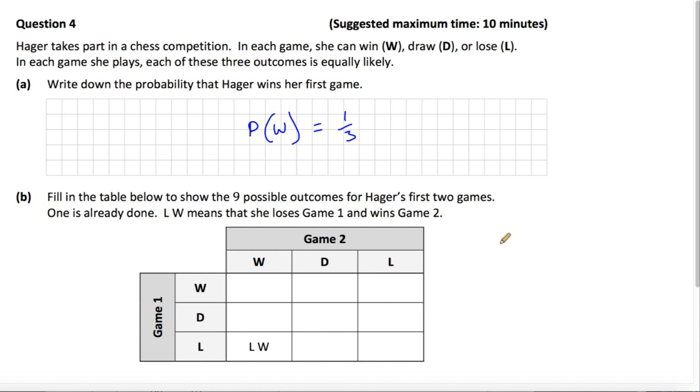Part B says fill in the table below to show the 9 possible outcomes for Hager's first 2 games. One is already done. LW means that she loses game 1 and wins game 2. Okay, well, it's pretty straightforward.